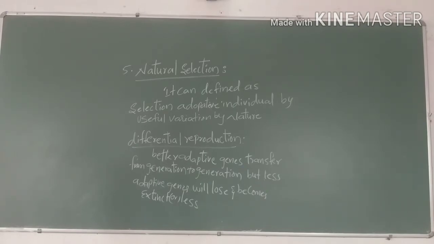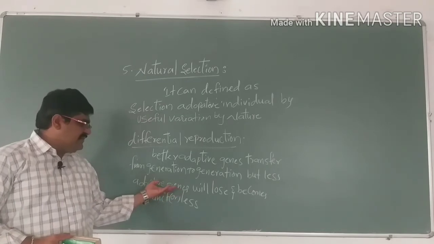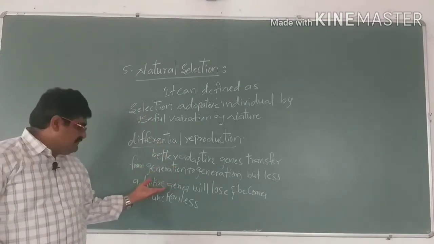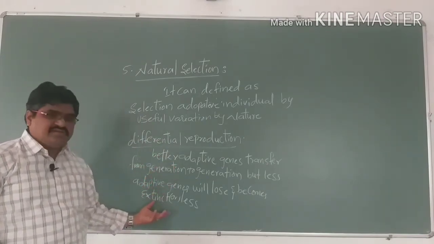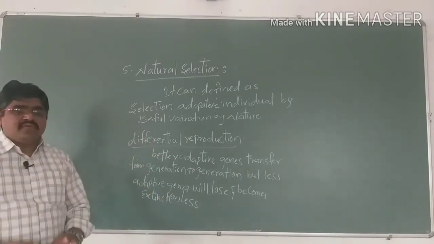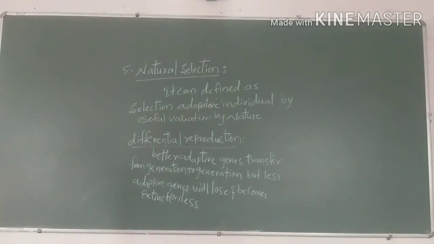That is, it shows that less adaptive individuals fail to reproduce, or reproduce at a slow rate, and the genes are eventually lost. That means loss of the genes takes place: the better adaptive increase generation after generation, but the less adaptive character genes will be lost and become extinct. This process is called differential reproduction. We can take an example here in natural selection.